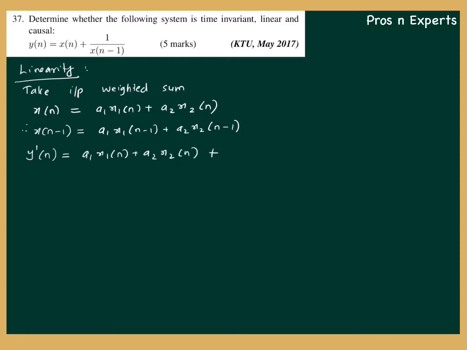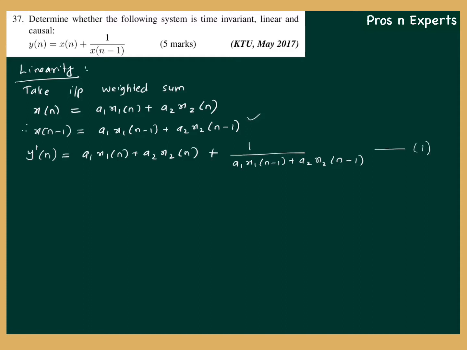Plus what is the next term in this equation? It is 1 by x of n minus 1. Do you know what is x of n minus 1? So we can write 1 by x of n minus 1 as, from the second equation, 1 by a1 x1 of n minus 1 plus a2 x2 of n minus 1. So let this be equation number 1.